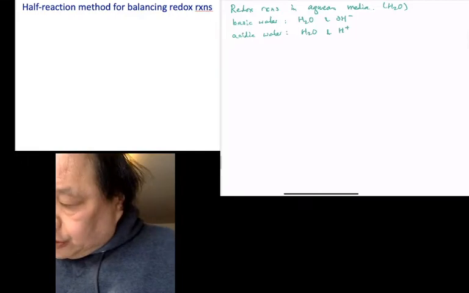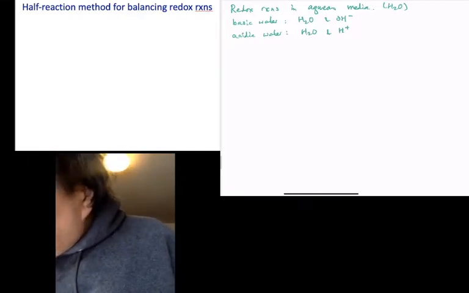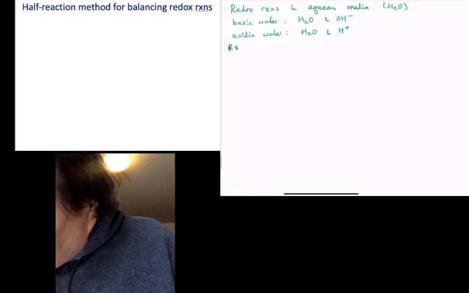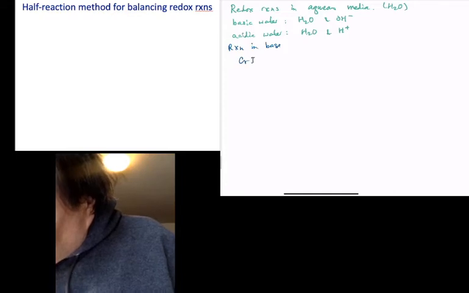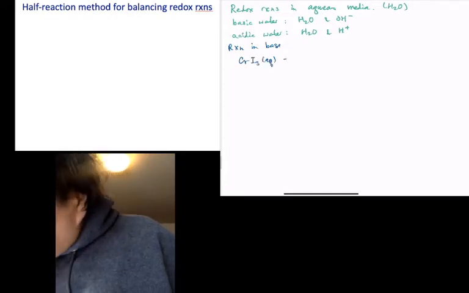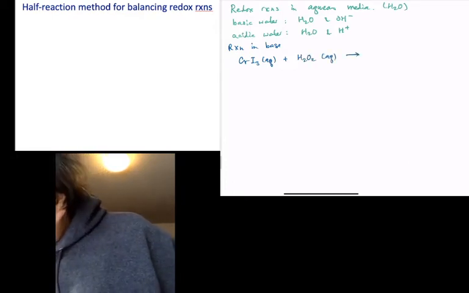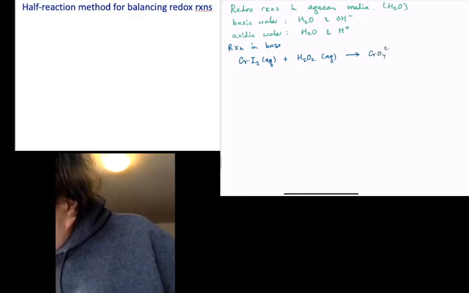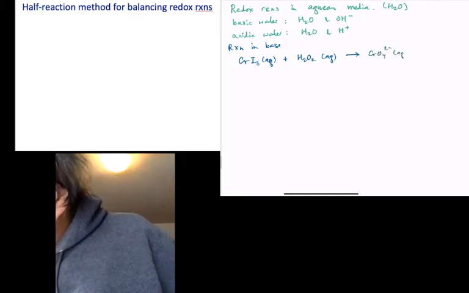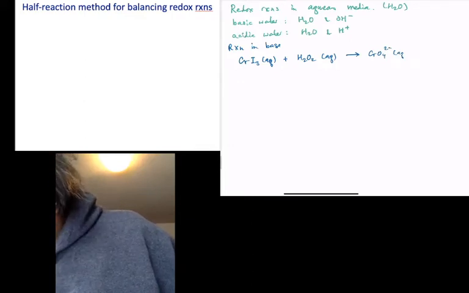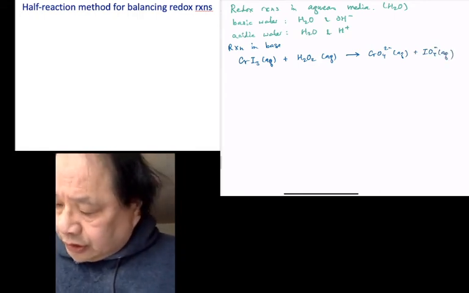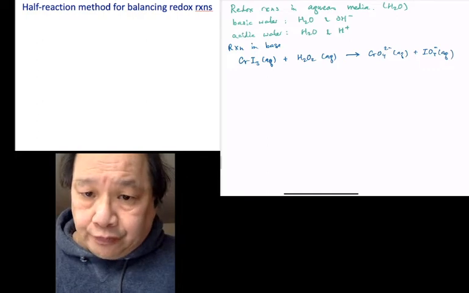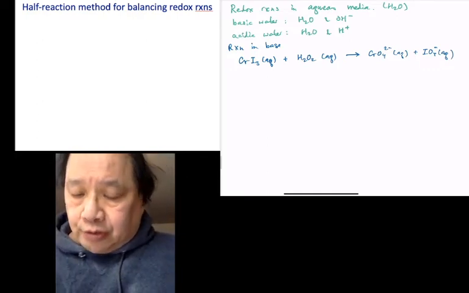And the example that we're going to look at today is a reaction in base. The reaction is CrI3 aqueous plus hydrogen peroxide aqueous goes to make CrO4 2-, the chromate ion aqueous, plus IO4- aqueous. And remember that we don't yet know if water, and since this is base, or OH- are involved. And we're going to use the half reaction method to balance the reaction.